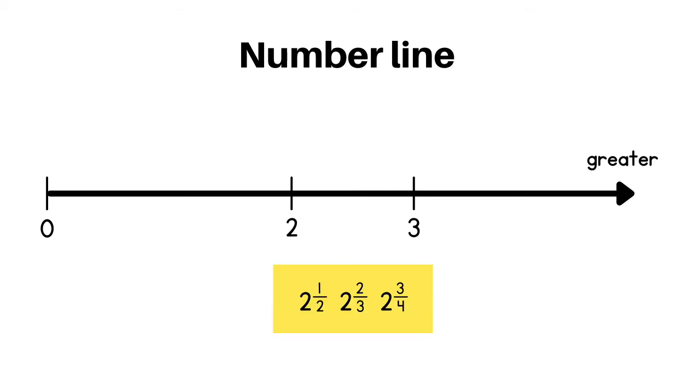Earlier we talked about these fractions, which are all more than 2 and less than 3. 2.5 is exactly halfway between 2 and 3, so we put it here. 2 2/3 is 2/3 of the way from 2 to 3. 2 3/4 is 3/4 of the way from 2 to 3. There's fractions on a number line.